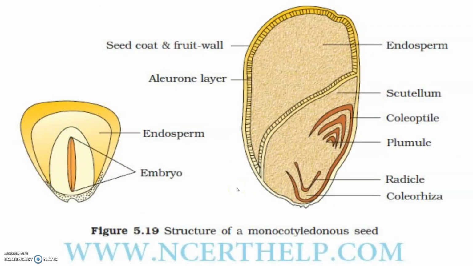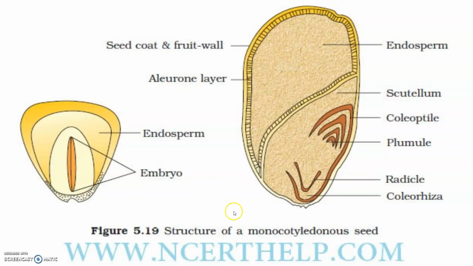Seed. The ovules after fertilization develop into seeds, and a seed is made up of a seed coat and an embryo. The embryo is made up of radicle, an embryonal axis, and one cotyledon like in wheat or maize, and in some there are two cotyledons like in grams or peas. Now we will discuss the structure of dicot and monocot seeds. First we discuss the monocot seed.